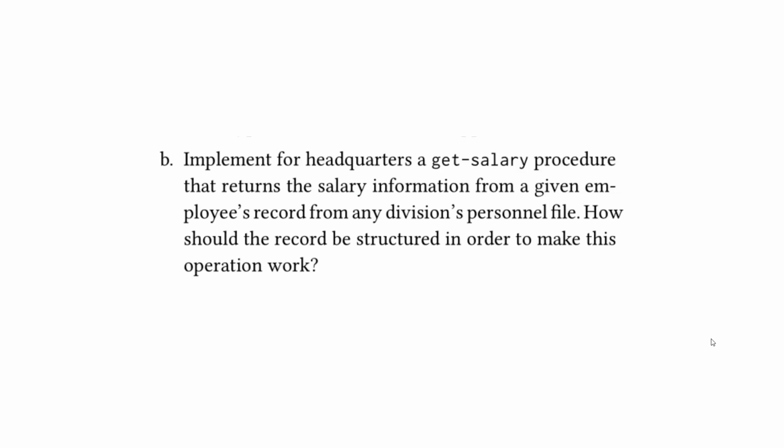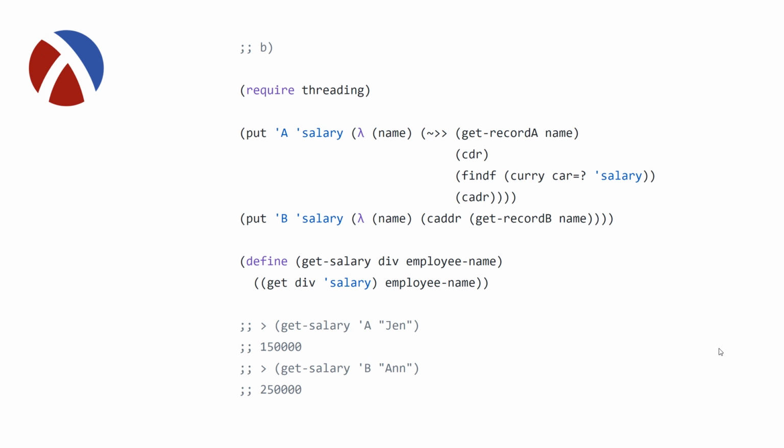And we move on to sub-question B, which states, implement for headquarters a get-salary procedure that returns the salary information from a given employee's record from any division's personnel file. How should the record be structured in order to make this operation work? So here's my answer for question B. Here you can see this is where the implementation differs between looking up the salary because of the difference in structure of the two different record sets. We'll start with record B. So here I'm just defining the procedures inline using lambda.